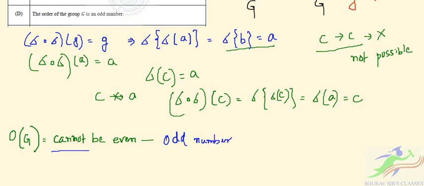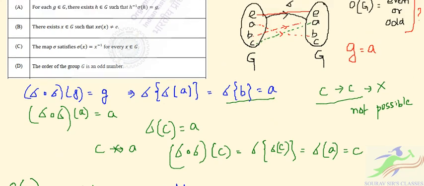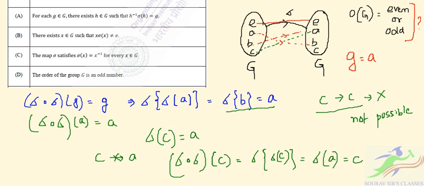This cannot be even, right? You can get this from the mapping, and also from the particular group in this case. So A is mapping onto B and B is mapping onto A, and C has nothing to map onto. C onto C cannot happen, and C mapping to A is also not possible. So the order of the group G is an odd number.